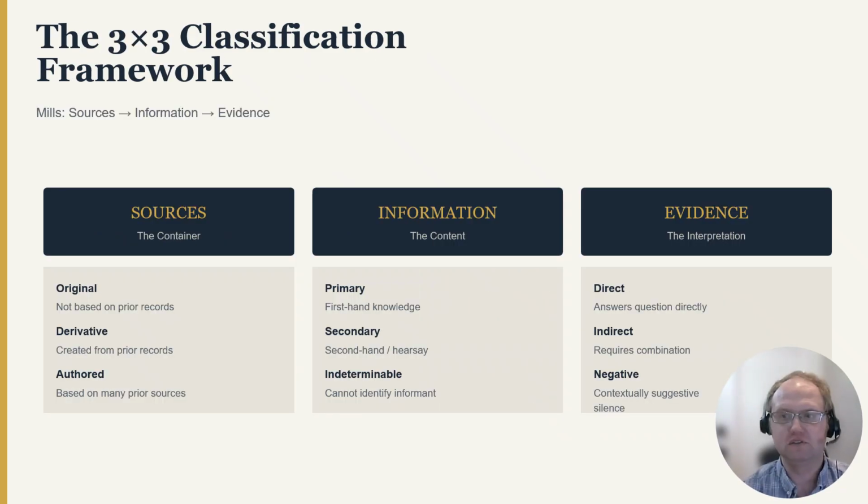This Elizabeth Shown Mills framework is something that every professional genealogist has to master, and it's best to think about this in a 3x3 grid. First you have sources, which are containers, and we classify these as original records, derivative records, and authored works. Information is the content within those containers, classified by the informant's relationship to the event, and from that we can determine such information is primary, secondary, or undeterminable if we can't figure out who the informant is.